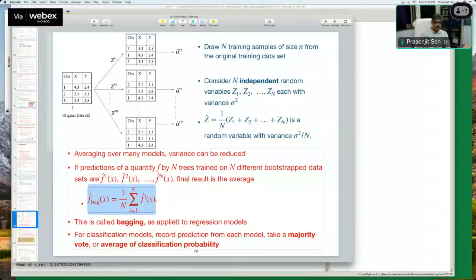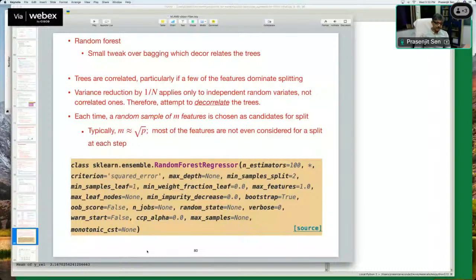Okay, so now that we have done a recap of bootstrapping and we understand what bagging is, we are now ready to discuss the random forest model. So random forest, and why am I coming to this? Why am I discussing this model?